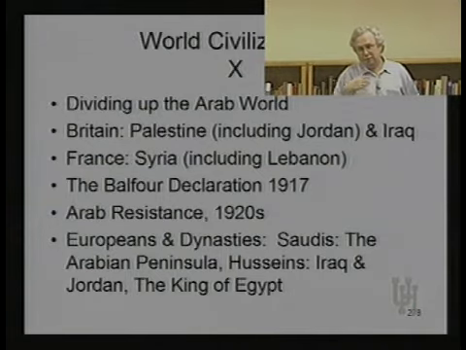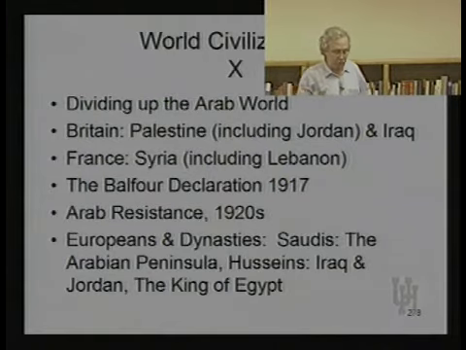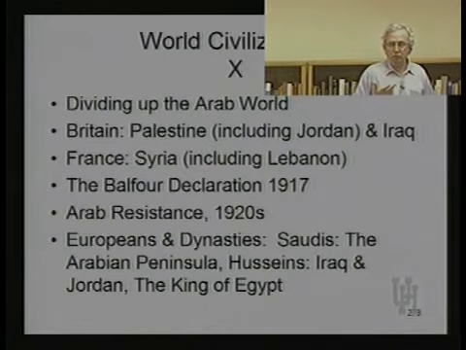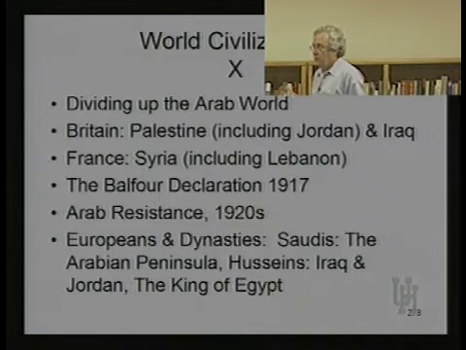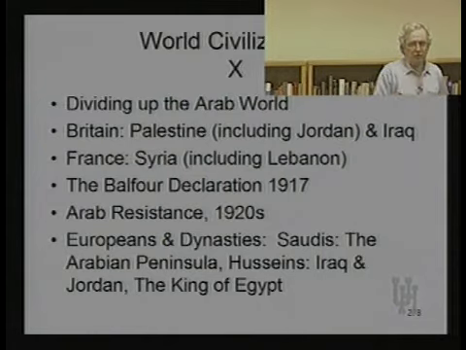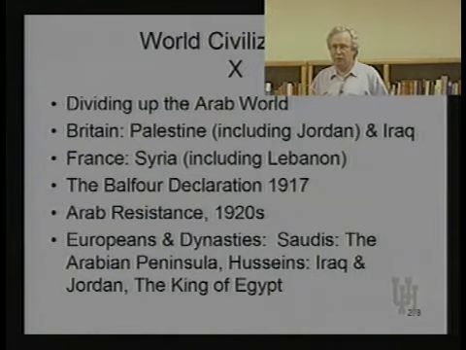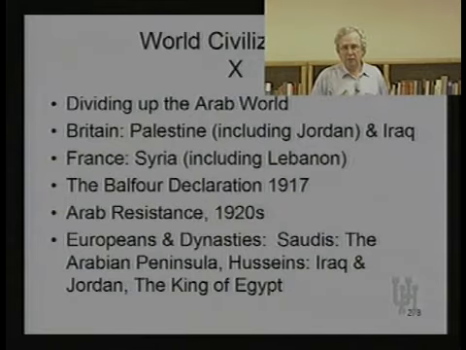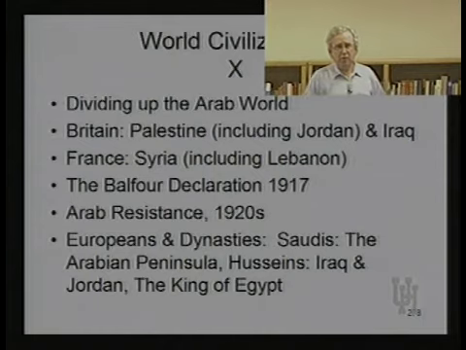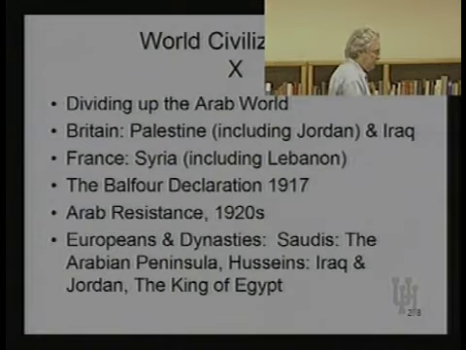Saudi Arabia, the Saudis, basically getting to control the Arabian Peninsula. Two brothers from the Hussein family are appointed to rule Iraq and Jordan. Meanwhile, the king of Egypt is reinstalled in his position, even though he depends on British military force to keep him in power. So a series of monarchies are created during the 1920s to serve as, if you will, the puppet rulers of these states that are actually controlled by the Europeans.